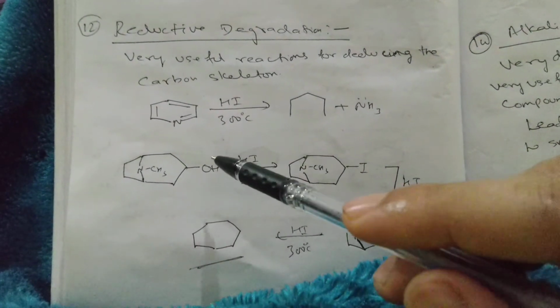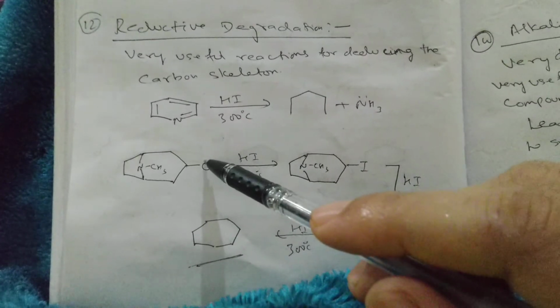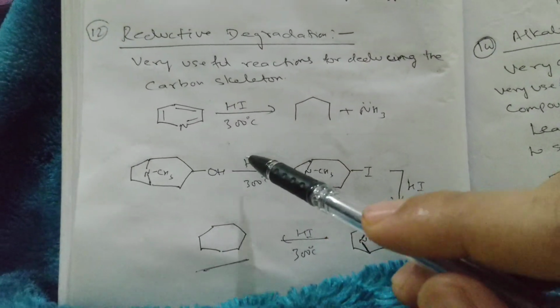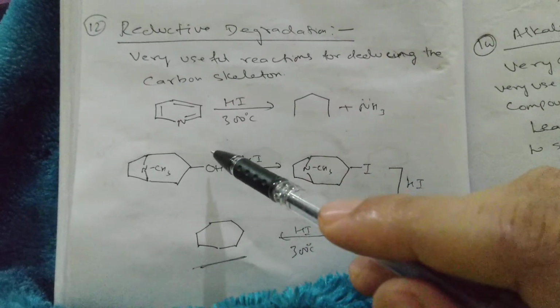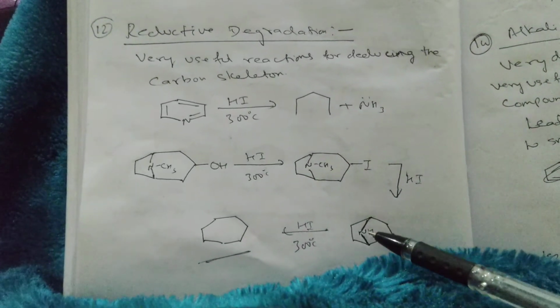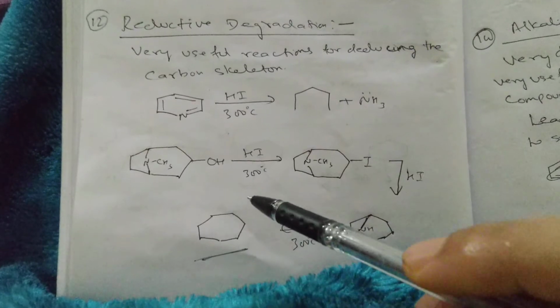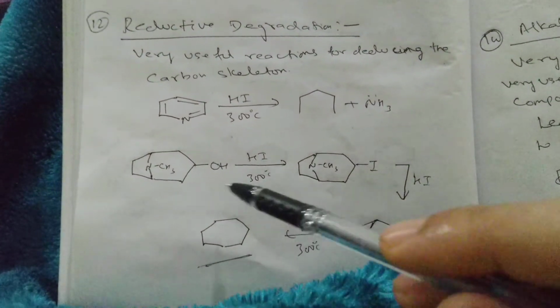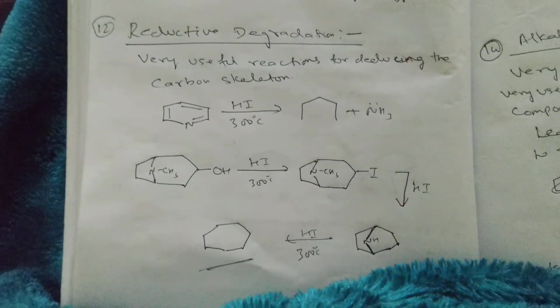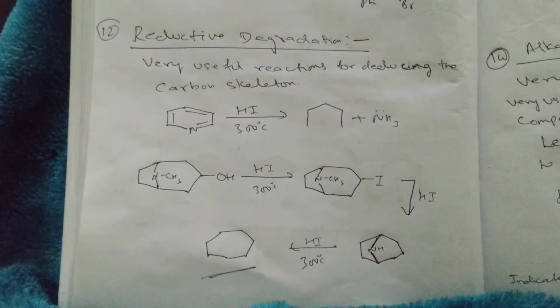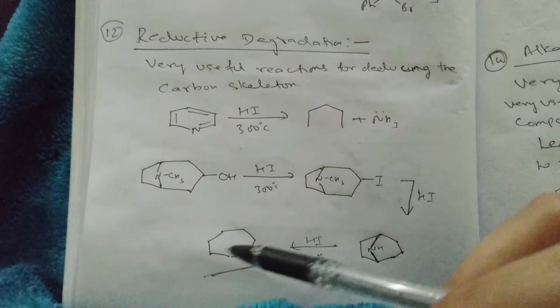You understand? HI is a very powerful acid. This oxygen will go and attack hydrogen, it becomes H2O+, and this I- attacks, H2O is lost, and then this CH3 also breaks. Finally you're getting a 7-membered ring. Now cycloheptane, everybody knows all the characteristics, so you are able to know that the starting molecule had a 7-membered ring, right?